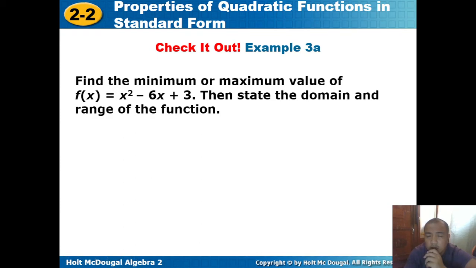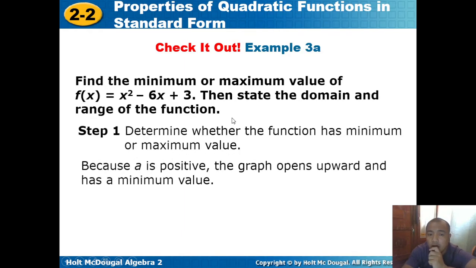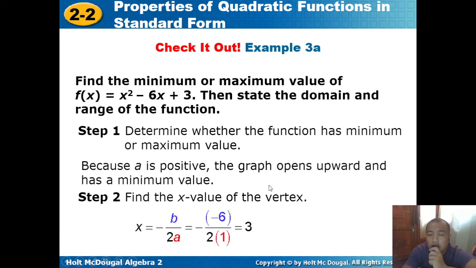Next, find the minimum or maximum value of f of x equals x squared minus 6x plus 3. Then state the domain and range of the function. This is a parabola that opens upward, so it has a minimum value. And it opens upward. Now, to determine the minimum value, the domain and the range, we need to know the vertex.